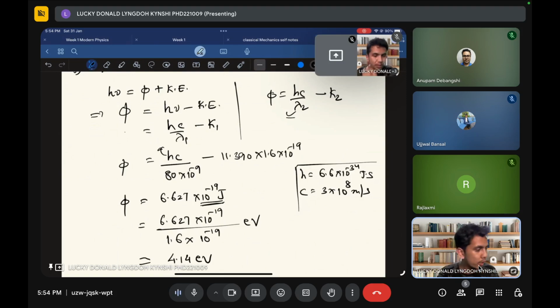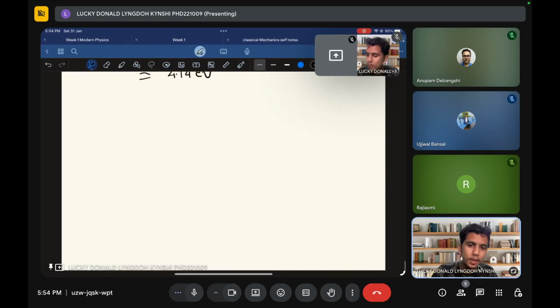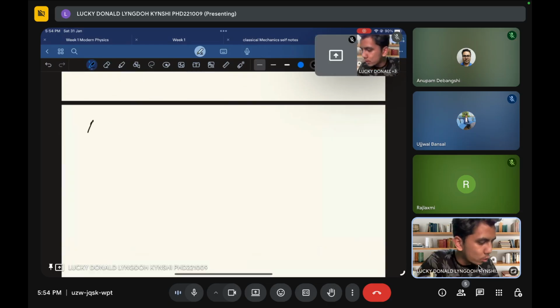Okay, so this is one section of your problems. Now after this, what else is coming into the picture? We will go to the second thing, which is called atomic spectra.